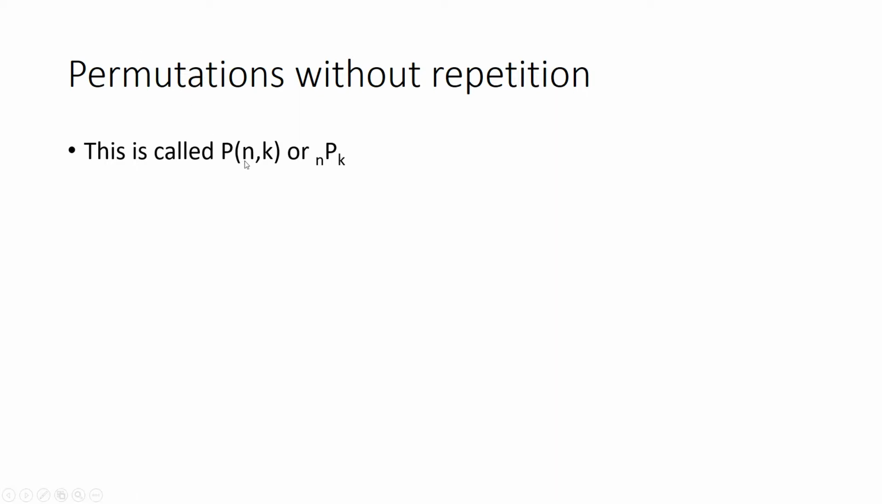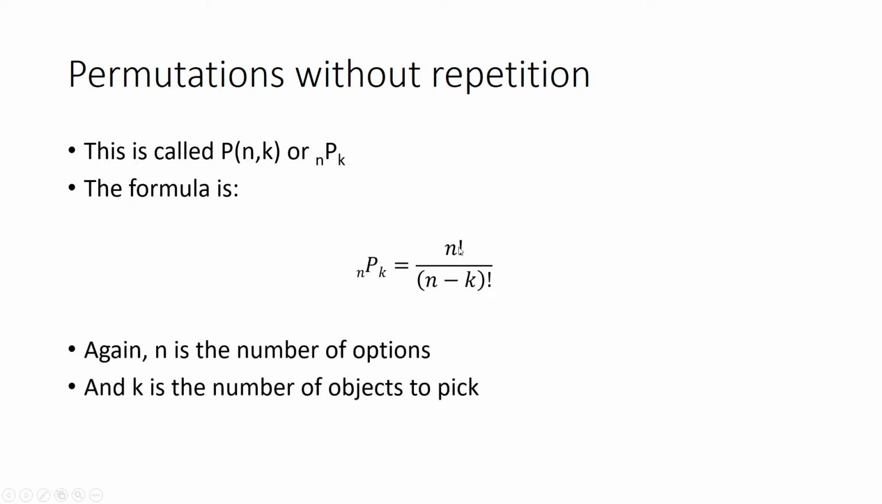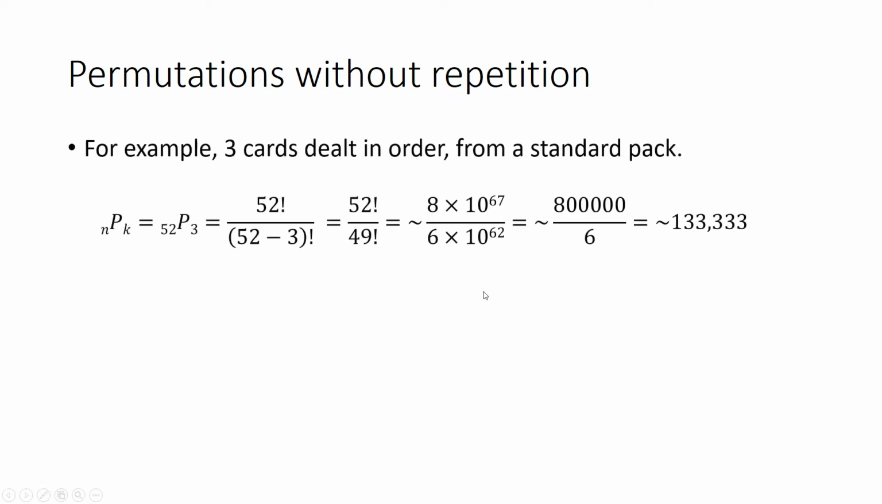So this is written as P brackets n comma k, or sometimes it's subscript n, capital P, subscript k, different ways to write it. And the formula looks like this. nPk is equal to n factorial over n minus k all factorial. So again, n is the number of options you've got, and k is the number of objects to pick. For example, nPk, let's say 3 cards from a deck of 52.